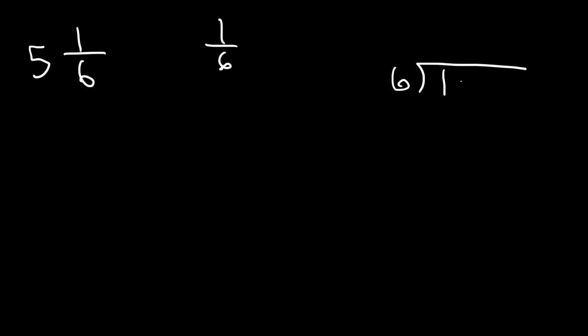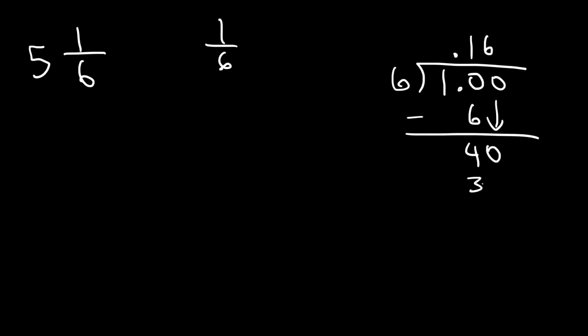6 doesn't go into a 1, so let's add a 0. Now 6 goes into 10 one time. 10 minus 6 is 4. And if we add a 0, 6 goes into 40 6 times. 6 times 6 is 36, and 40 minus 36 is 4.